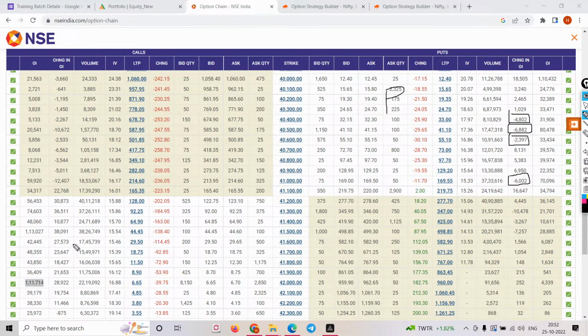Now check at the call side. Do you see any minus symbol on the change in open interest side? No minus. That means there was not much unwinding on the call side, because the market was somewhat bearish today. So that's the reason you're not seeing any minus. That means people started creating more open interest at all these strike prices.